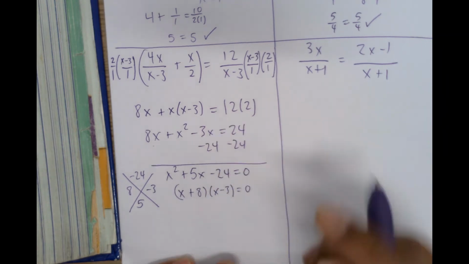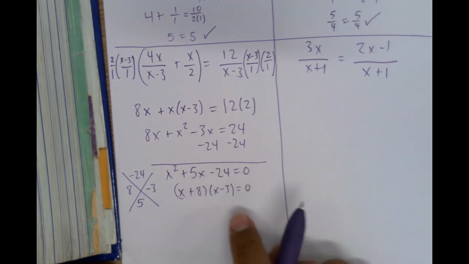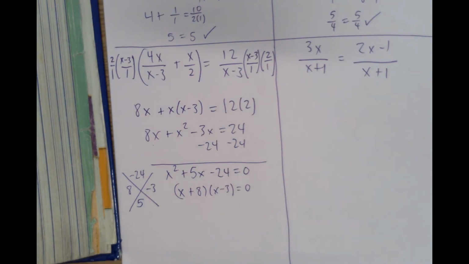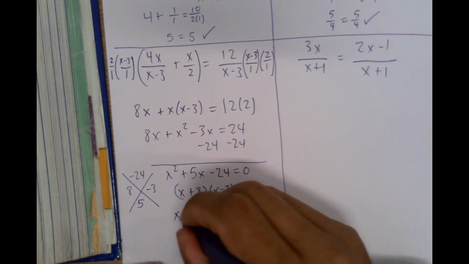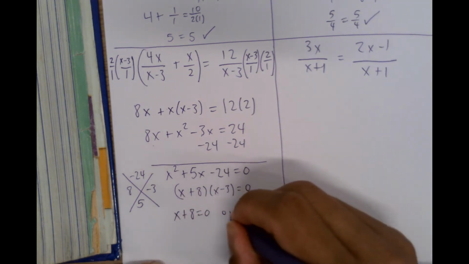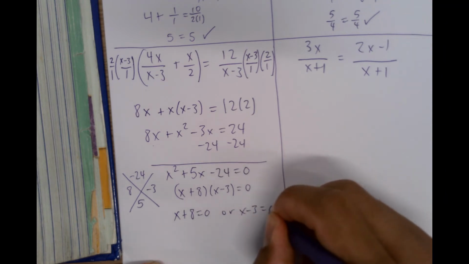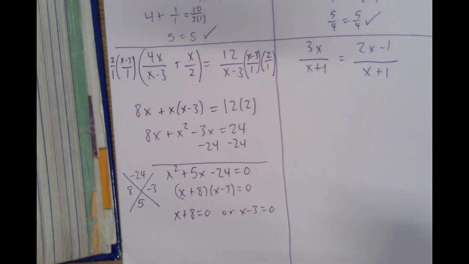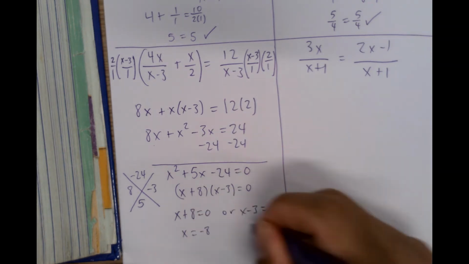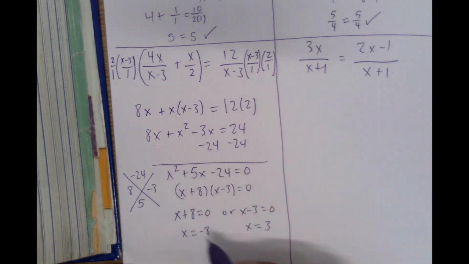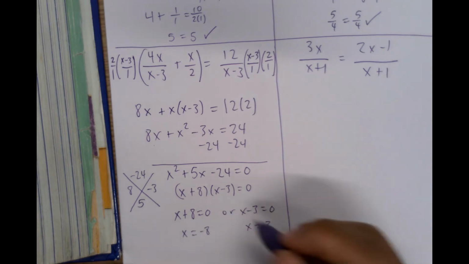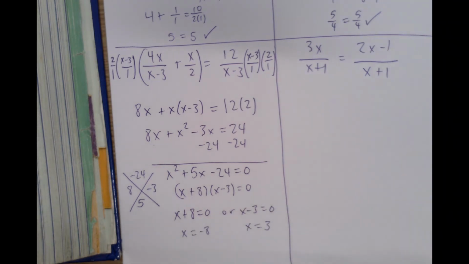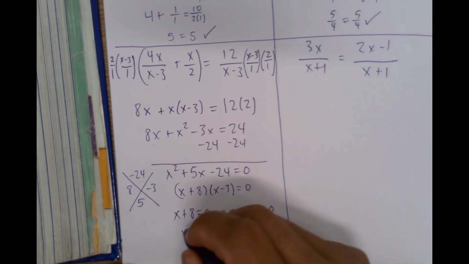If either one of these parentheses equals 0, then again this statement is true, right? We have 0 times a number equals 0. That's true. So we can set x plus 8 equal to 0 or x minus 3 equal to 0, because if either one of these parentheses equals 0, the statement is true. So we subtract 8 on both sides, and we add 3 on both sides, and we get x equals negative 8 or x equals 3.